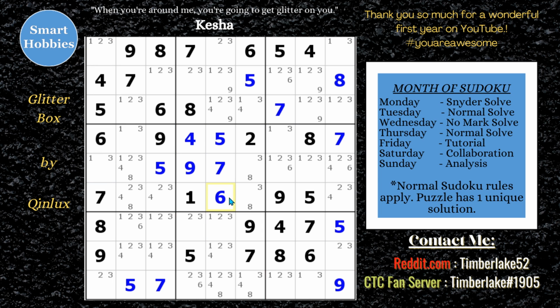And I can get rid of the colors. Because from this point on, the puzzle's pretty easy to solve, right? This 3-8, 3-8. That can't be a 3 and that can't be a 3-8. There's only one place left for an 8 right there.